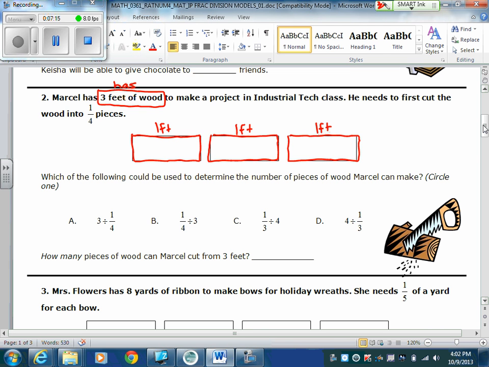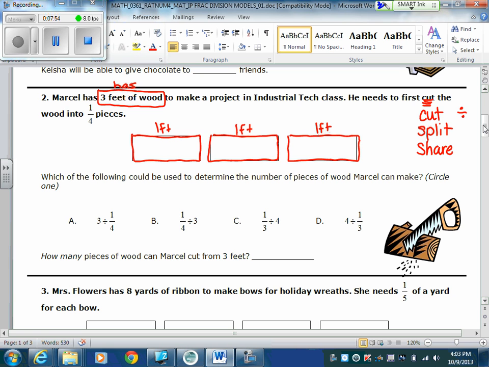He needs to first cut the wood into 1/4 pieces. So here's that key word. Notice I don't see the word each, that tells me division, but I do have those key words we talked about. I'm looking for something that's being cut or split, which the wood could be split as well, or shared. Any of those mean the same thing as division. So I have 3 feet of wood, and we're going to cut it up into 1/4 pieces.